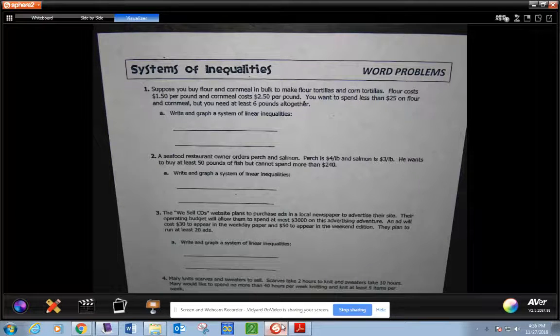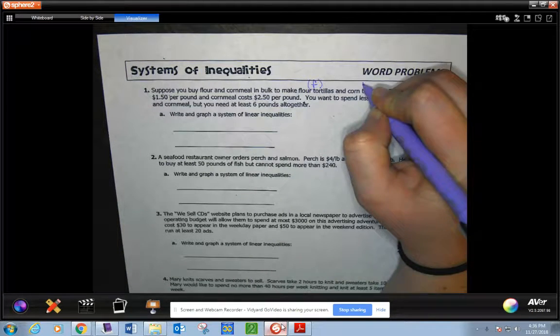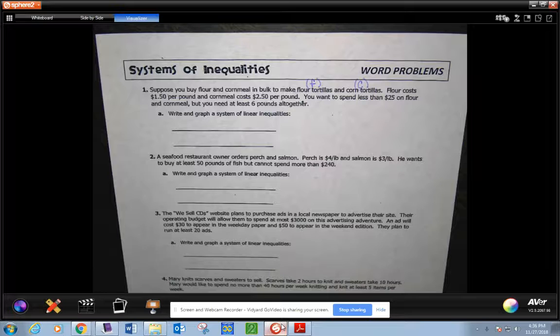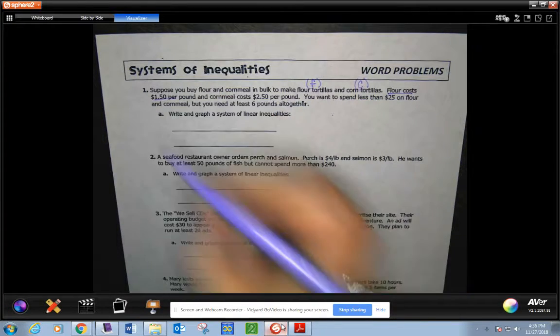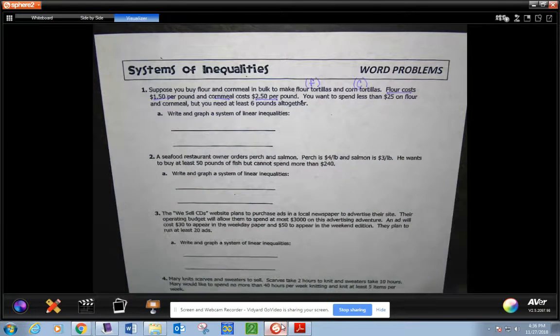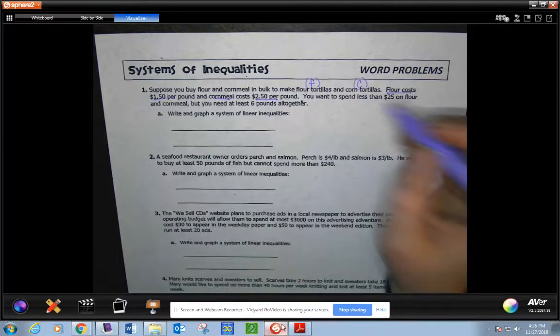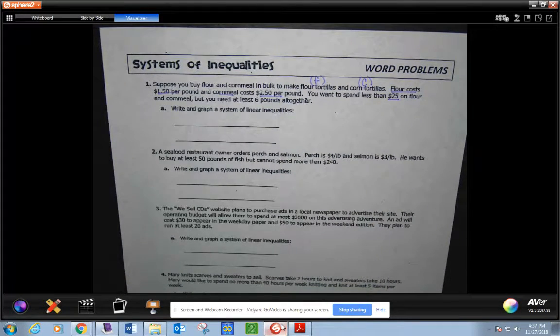You need to read your problem and find your information. So suppose you buy flour and cornmeal in bulk and make flour tortillas and corn tortillas. So the two things that we're talking about are flour tortillas, and if you want to use F for flour, that's fine, and a C for corn, that's fine. Flour costs $1.50 per pound. So I'm going to underline flour and $1.50 per pound. Cornmeal costs $2.50 per pound. You want to spend less than $25 on flour and cornmeal, but you need at least 6 pounds altogether.